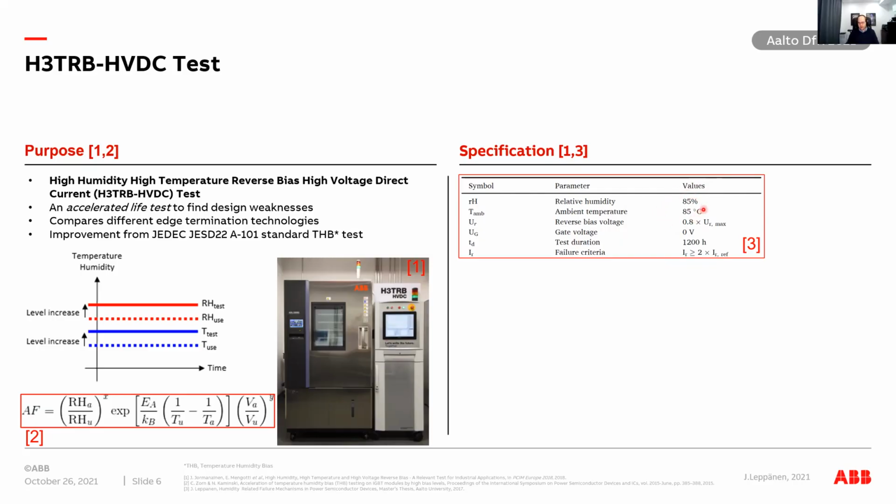So okay, we have typically 85% relative humidity, 85 degrees ambient, similarly as in the 85-85 test. But then we have this bias voltage, which is often 80% of the maximum blocking voltage. So for example, for a typical 1200 volt power semiconductor package, it's 960, and for another, 1700 volt package, it's typically 1360 volts, and the gate voltage is always set to 0, because otherwise we wouldn't have this kind of blocking behavior on the edge termination.